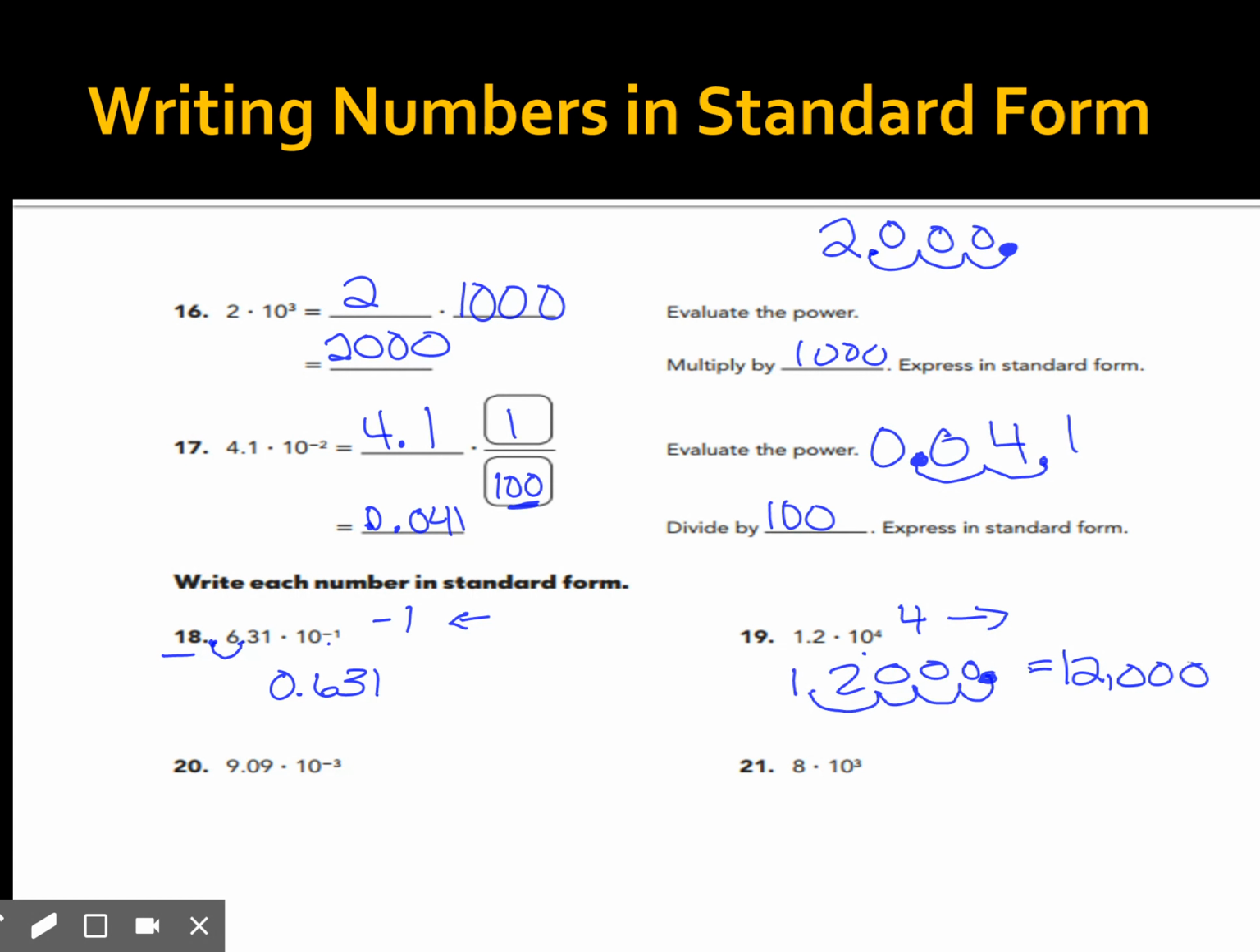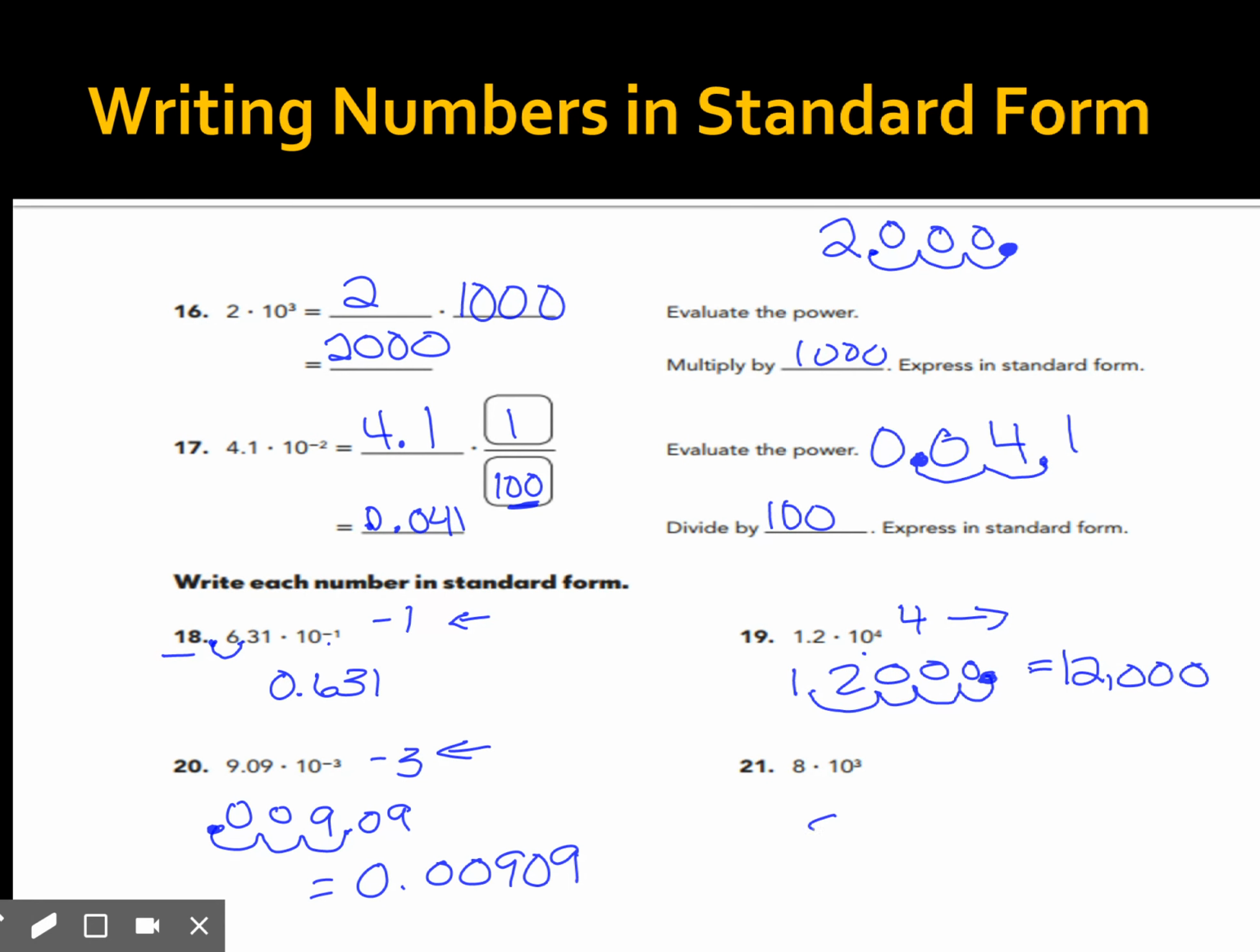Okay, 9.09 times 10 to the negative 3rd. Again, negative 3, so I'm moving my decimal to the left. I'm going to rewrite it so you can see my movement. Negative 3, I move it 1, 2, 3 spaces. And now I'll fill in with zeros. So that equals 0.00909.